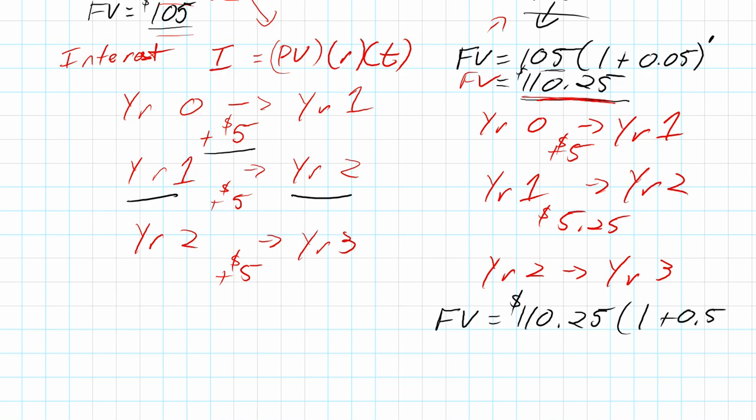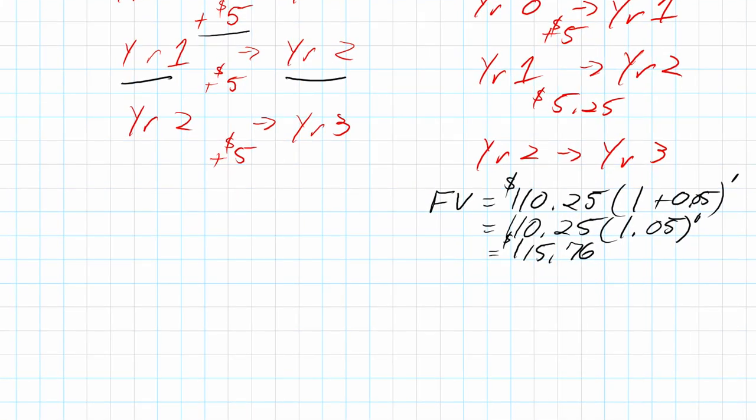I'm going to get you to help me out with the calculator here, okay? 110.25, and we're going to multiply by 1.05, because, again, we're just calculating one compound period at a time. So 115.7625. We're going to round it to 115.76.